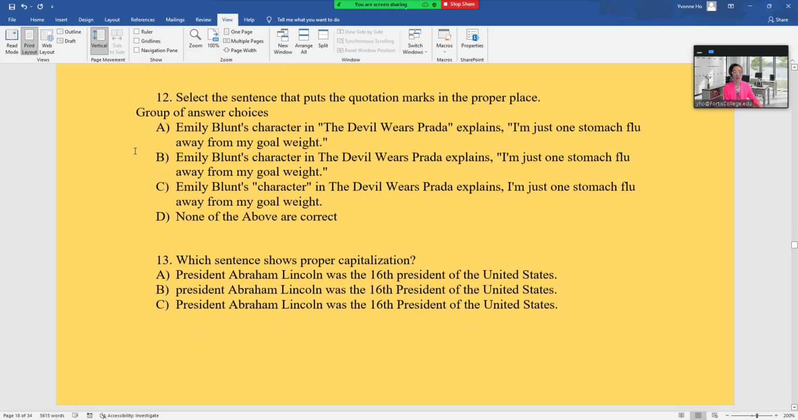Select the sentence that puts the quotation marks in the proper place. And so here, in all of these sentences, instantly, even before I look at all the quotation marks, I notice that The Devil Wears Prada is not italicized in any of these. So therefore, none of the above are correct.